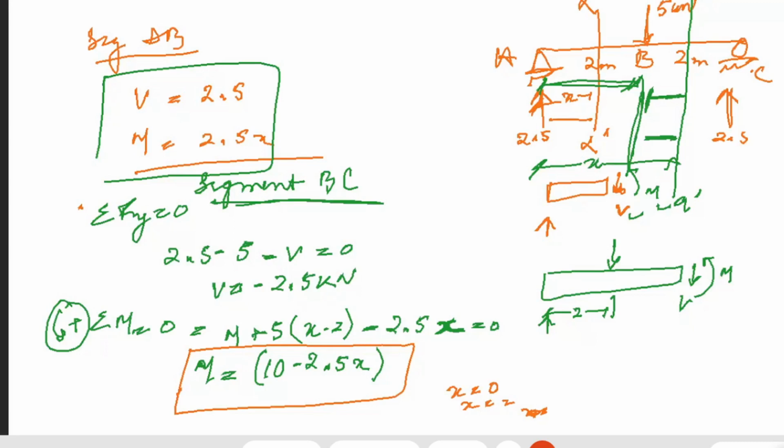Now drawing, you can simply draw the shear force diagram. We have a vertical force of 2.5 at this point, and up till point B it will be the same, and at point B you have a 5 kilonewton. That means it will go down to minus 2.5, and at this point again it will be 2.5. Shear force diagram. Okay.